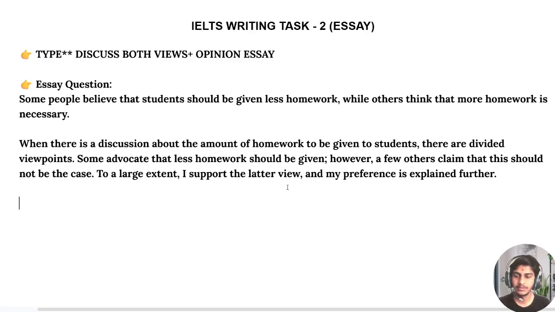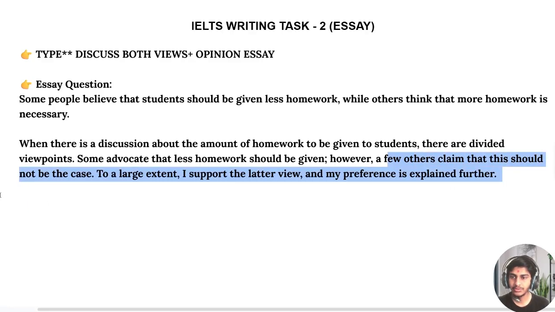Now let's look at it. There are divided viewpoints. This means people do not agree and society is divided. This is a natural opinion which the examiner likes. And the second line is, some advocate that less homework should be given. This is one side of the argument, and others claim that this should not be the case. So this shows the opposite side. Till now the topic is introduced and both views are mentioned, and the thesis statement is, I support the latter view.